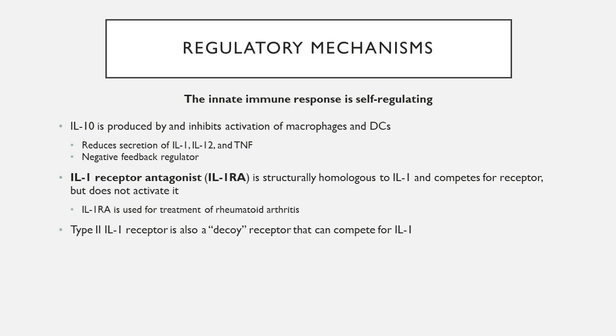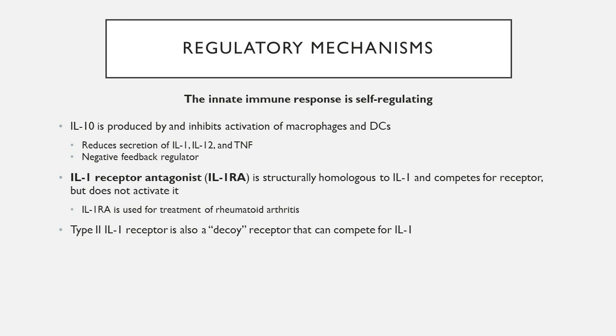There also exists an antagonist to the IL-1 receptor, appropriately named IL-1 receptor antagonist, or IL-1RA, that is structurally homologous to IL-1, but is biologically inactive. So by competing with it and not doing anything, it blocks that receptor from being activated by IL-1 itself. And because of that, recombinant versions of this antagonist are used for treatments of familial fever syndromes and rheumatoid arthritis.